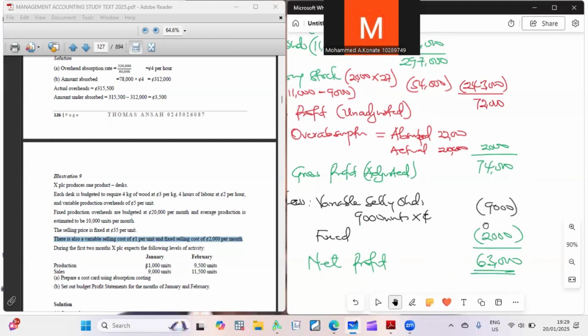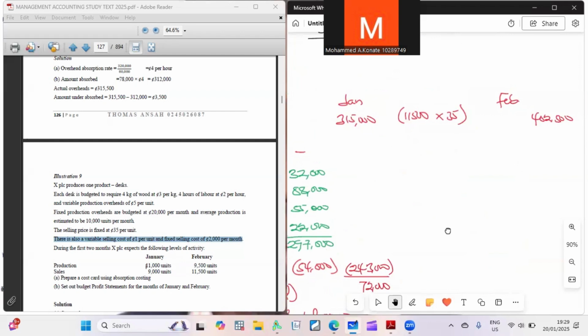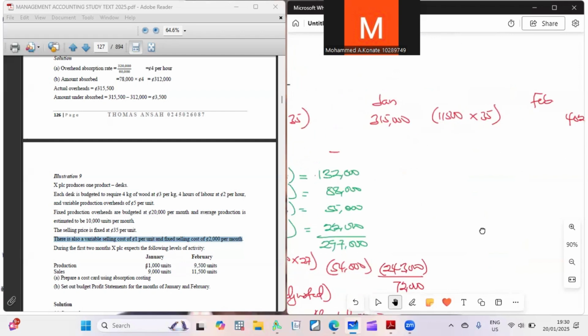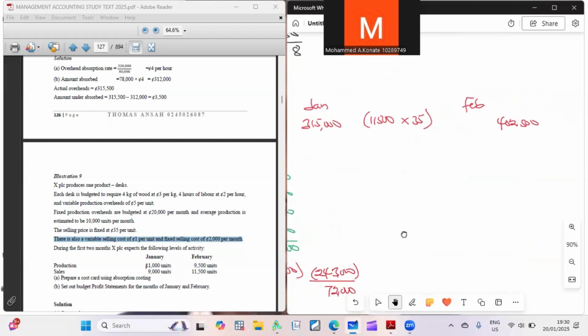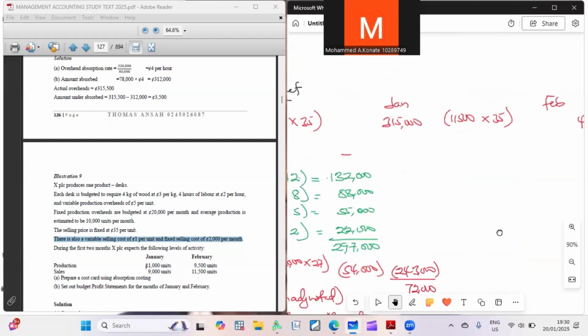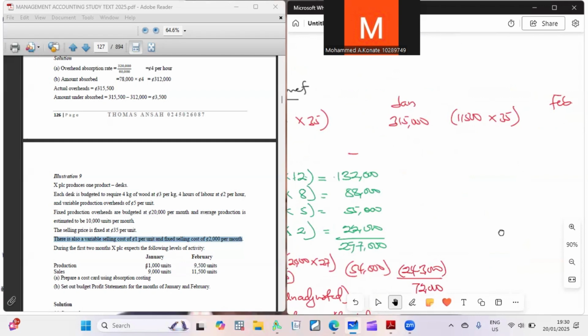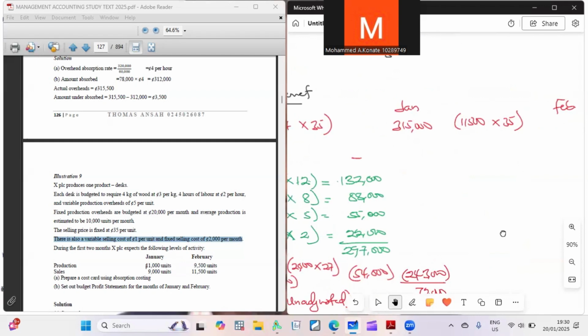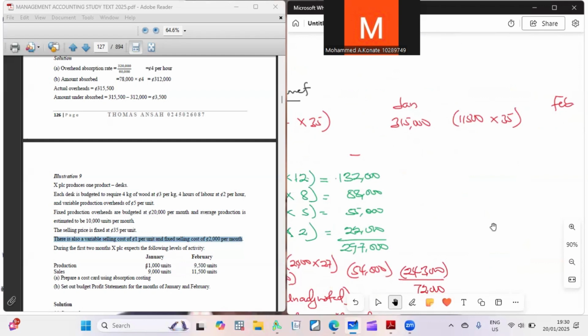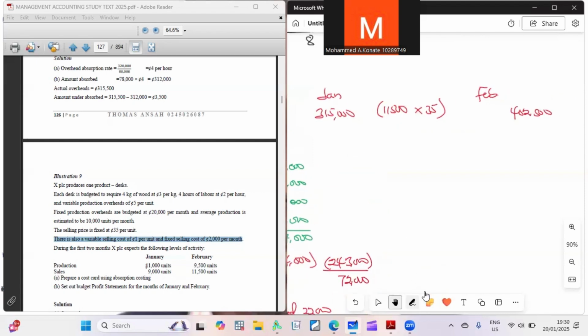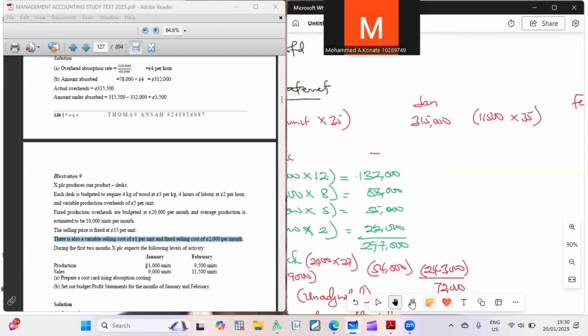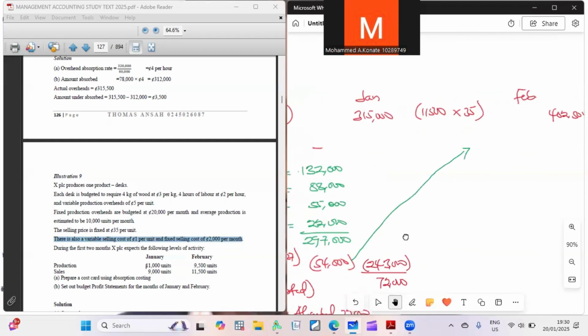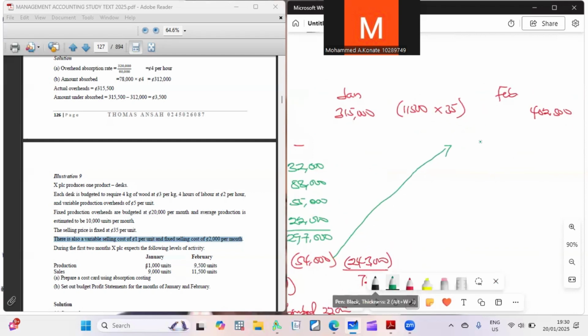If we continue to do the one for February, the danger is that now we will have opening stock, because the closing stock of last month becomes the opening stock of the new month. So that is that. So here, opening stock will be there. Our opening stock will be the closing stock of this. That is how it will be. So opening stock here will be 54.